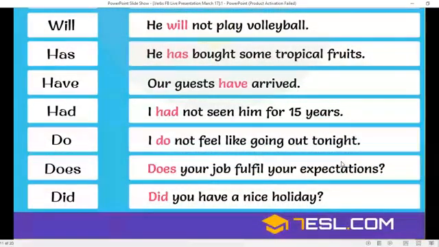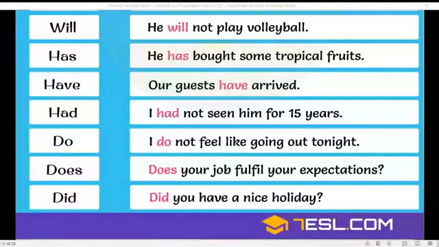Next, we have will, has, have, had, to, does, and did. So let me read an example. He will not play volleyball. So as you can see, it's also used when it comes to a positive or negative response of the subject. So, he will not play volleyball. Yan, kung nakikita nyo, it is written in the present form.